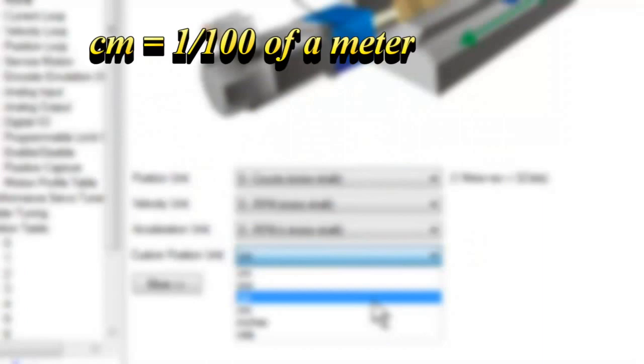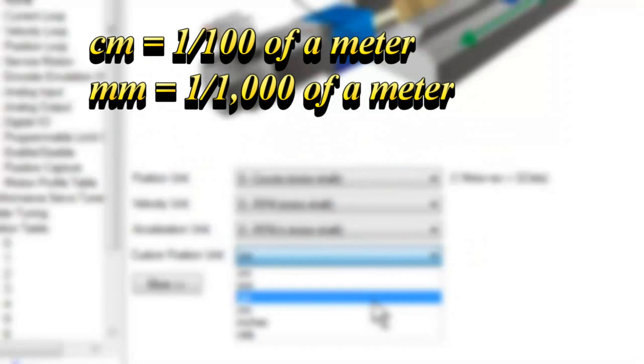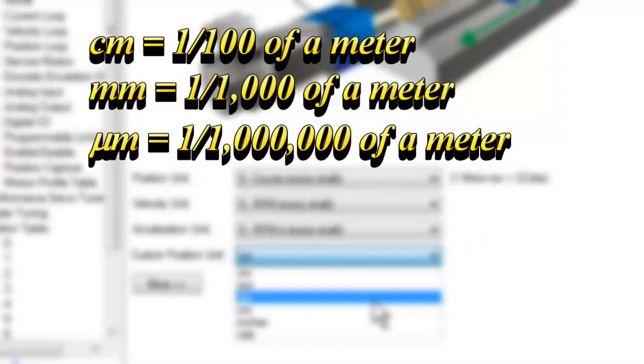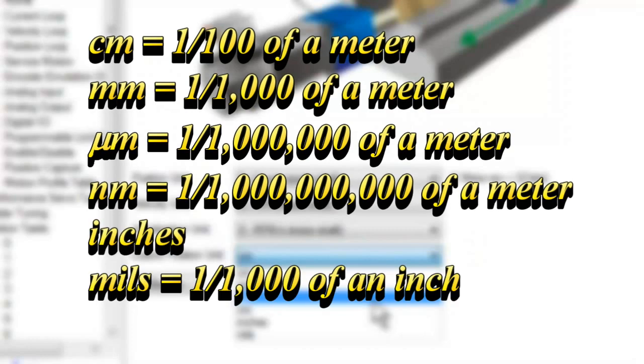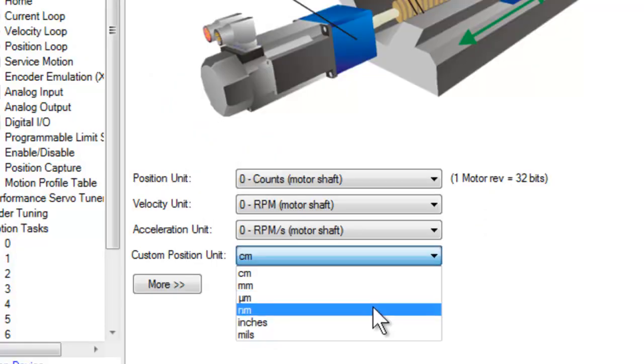The available units are centimeters, or 1/100th of a meter, millimeter, or 1/1,000th of a meter, micrometer, or 1/1,000,000th of a meter, and nanometer, 1/1,000,000,000th of a meter, inches, and mils, which is 1/1,000th of an inch. We are setting our units to millimeters.